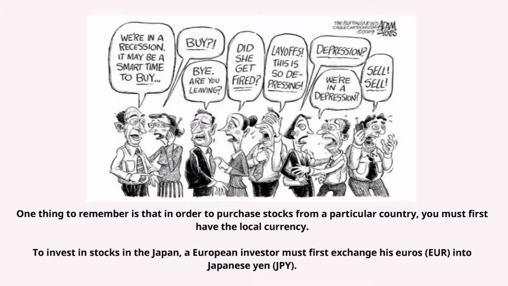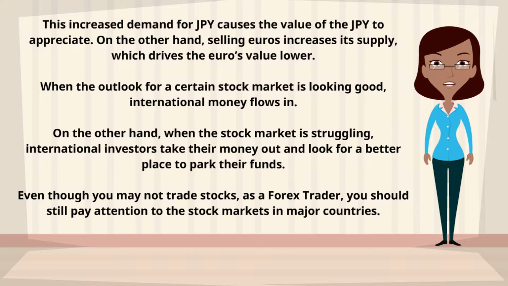One thing to remember is that in order to purchase stocks from a particular country, you must first have the local currency. To invest in stocks in Japan, a European investor must first exchange his euros, EUR, into Japanese yen, JPY. This increased demand for JPY causes the value of the JPY to appreciate. On the other hand, selling euros increases its supply, which drives the euro's value lower. When the outlook for a certain stock market is looking good, international money flows in. On the other hand, when the stock market is struggling, international investors take their money out and look for a better place to park their funds.